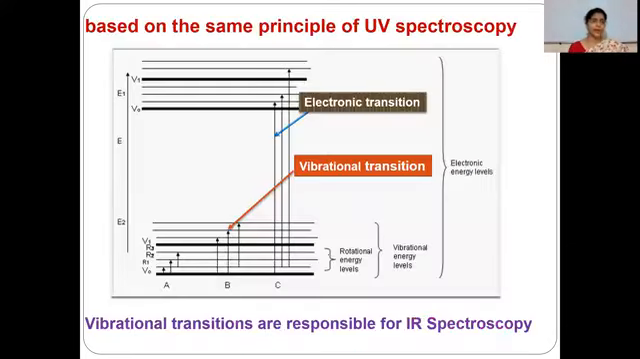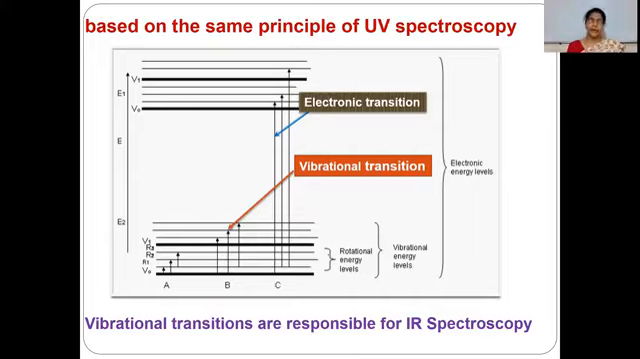The principle of IR spectroscopy is the same as that of UV spectroscopy. In the same way, in a molecule, three types of energy levels are possible: electronic, vibrational, and rotational. And in a single electronic level, different vibrational and rotational energy levels are present.